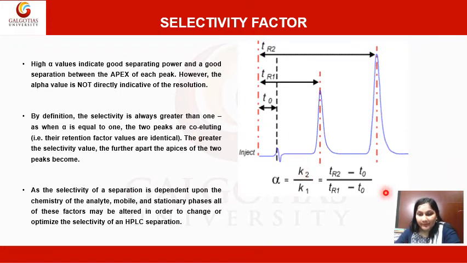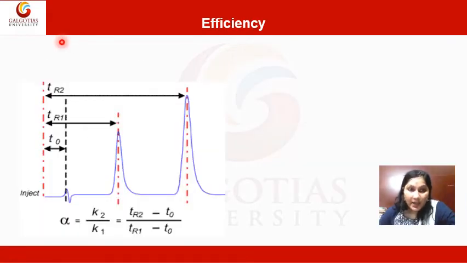Just a minute. I want to show you the equation which is overlapped by my image. Just a minute. Now, as I already told you, the selectivity factor is the ratio of retention factors. You can see here from the equation, alpha is equal to K2 by K1. You can see on the graph that T0 is the dead time or retention time of the non-retained component. TR1 is the retention time of component 1 and TR2 is the retention time of component 2.